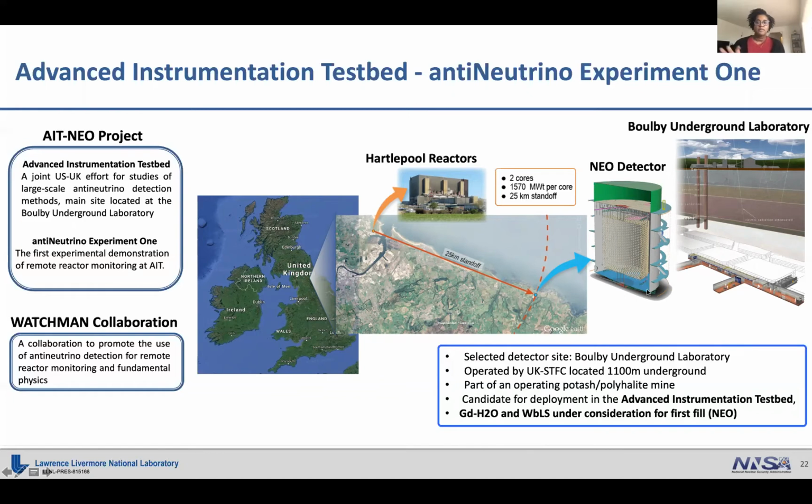And this is going to be housed within the Boulby underground laboratory. There's already an existing laboratory within this potash polyhalite mine in the UK. They used to do dark matter experiments there, and we're putting in our detector, or hoping to, to now do underground antineutrino measurements. This is about 1,000 meters underground. And again, this is a joint US-UK led effort, occurring in the United Kingdom for this specific experiment.